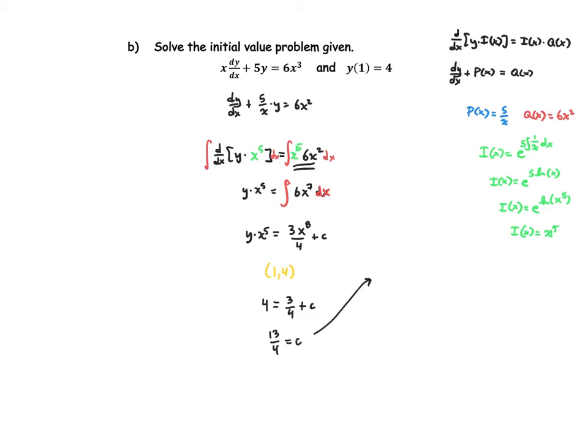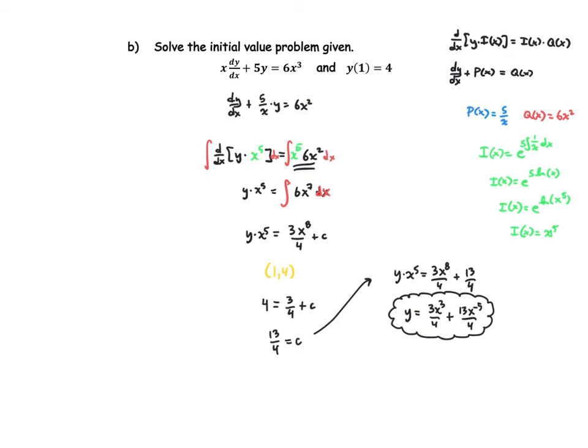Now let's do a little work to find the particular solution. This would be y times x to the 5th is equal to 3x to the 8th over 4 plus 13/4. All right, I'm going to divide everything by x to the 5th, and see how I rewrite this. To get y all alone, I would have 3x to the 3rd over 4 plus 13x to the negative fifth over 4. Now that can be rewritten in a number of different ways, but those would all be equivalent. Depending on what IB requires for form, you might have to adjust that. So there you have it. There's the particular solution to that initial value problem.